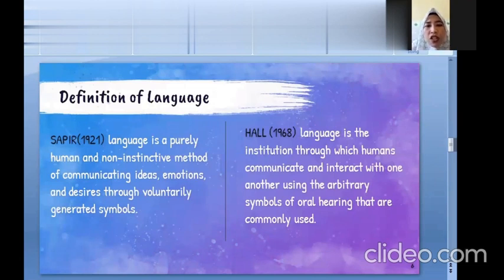It's about the definition of language. There are 2 definitions of language. The first is Sapir, 1921. Language is a purely human and non-instinctive method of communicating ideas, emotion, and desires through voluntarily generated symbols. And the second one, according to Hall, language is the institution through which humans communicate and interact with one another using the arbitrary symbols of oral hearing that are commonly used.